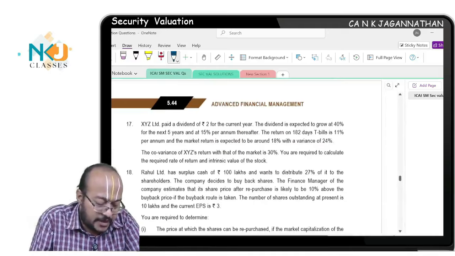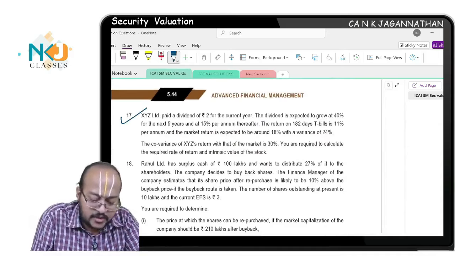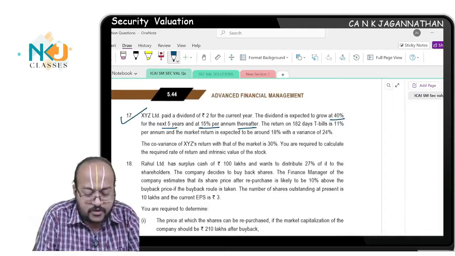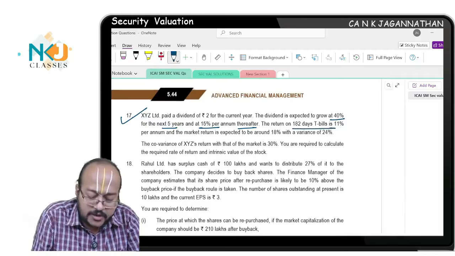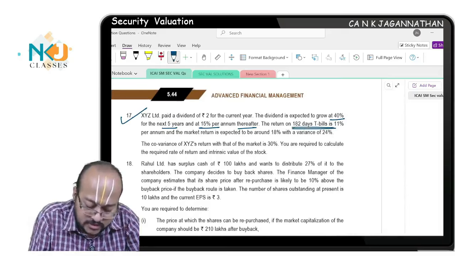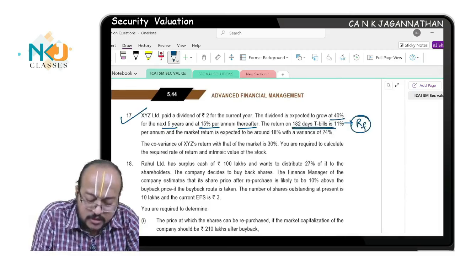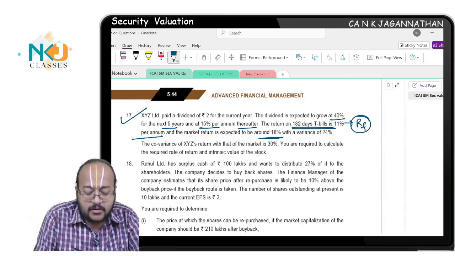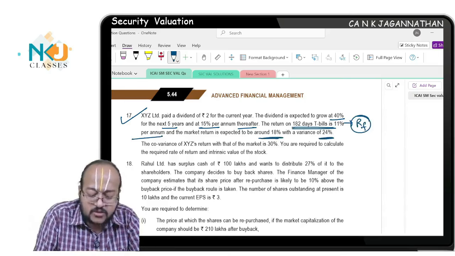XYZ Limited paid a dividend of 2 for the current year. The dividend is expected to grow at 40% for the next 5 years, 15% thereafter. The return on 182 days T-bill says 11%. What is this 11%? Risk-free rate. This is nothing but T-bill risk-free rate of return. And the market return is expected to be around 18% and variance of 24%.